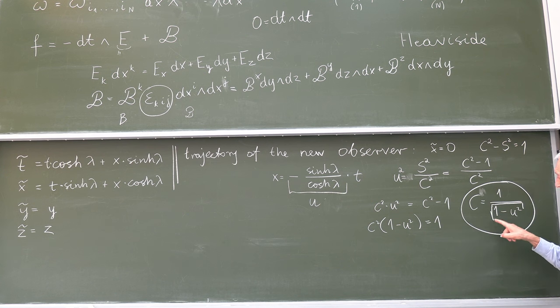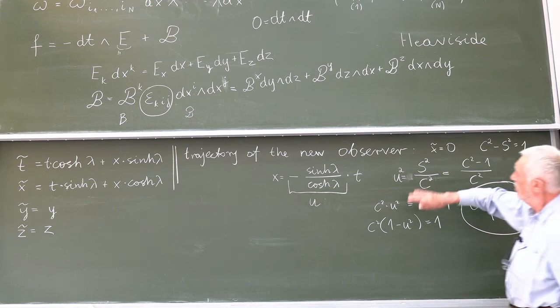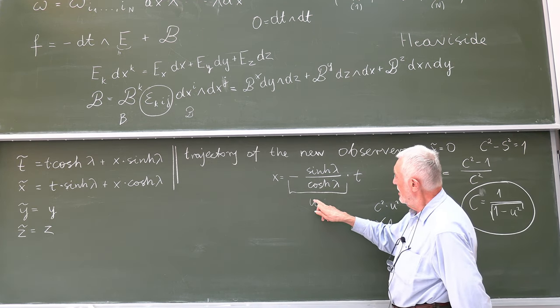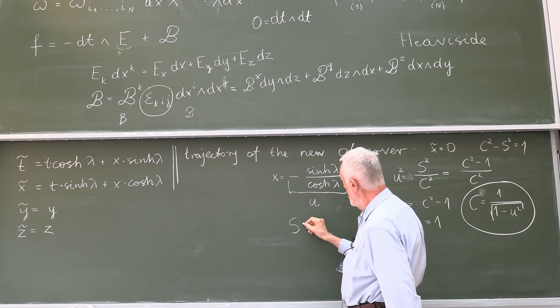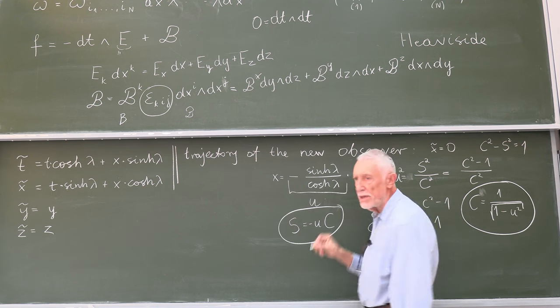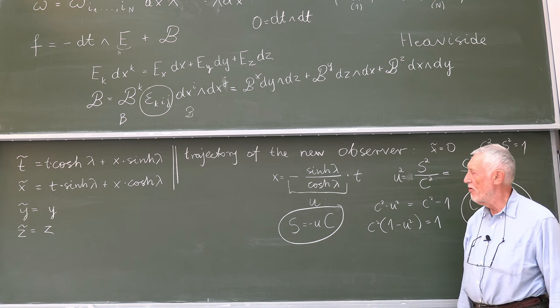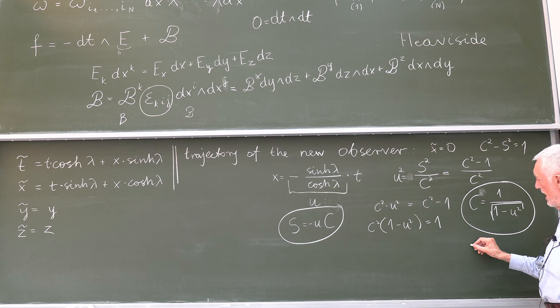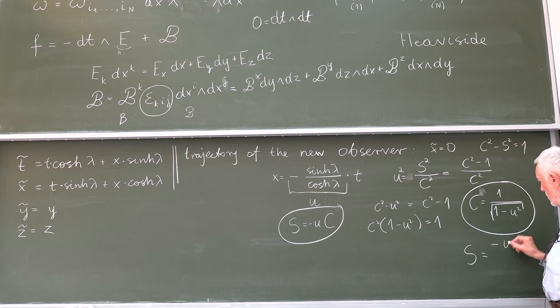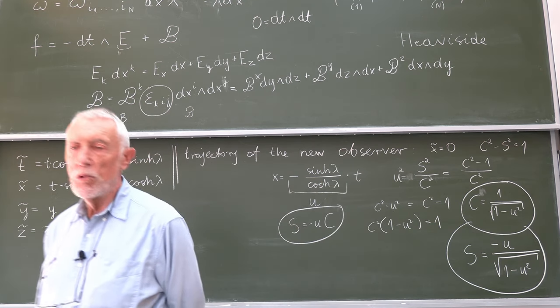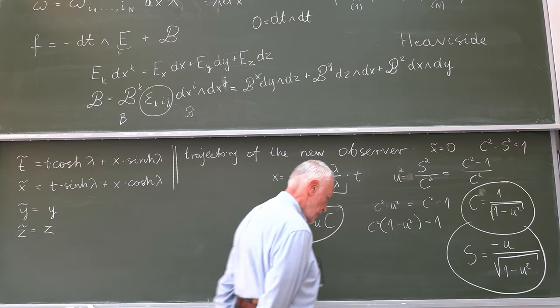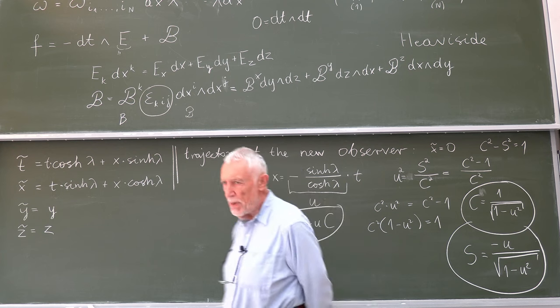And no doubt that we have plus square root, because hyperbolic sine is positive. And now if I want to know what is sine, so S is minus U times C, right? Which simply means that S is equal minus U divided by square root of 1 minus U square. Okay, so this is just repetition of what we have already done a couple of weeks ago. But you see, all this is simple.